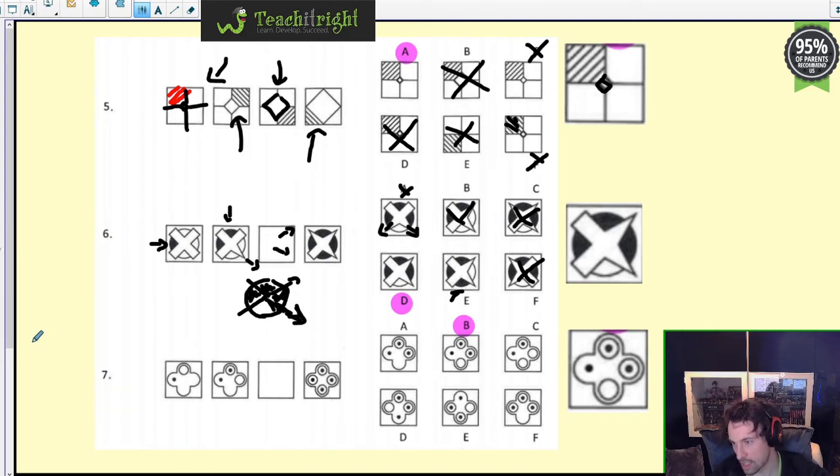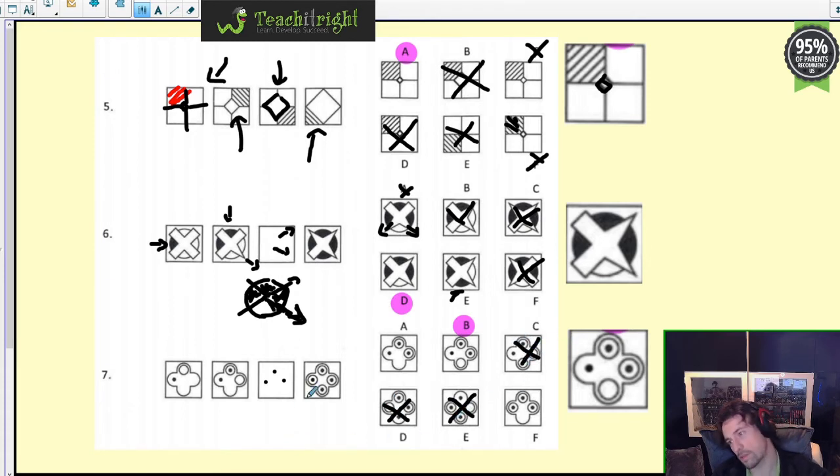Number 7. Well, I can tell you right off the bat, it needs to have 1, then 2, so it needs to have 3 dots, which will eliminate us. Well, and I think also 3 dots in that position. So actually, I think you can probably eliminate D and E and C based off that alone.